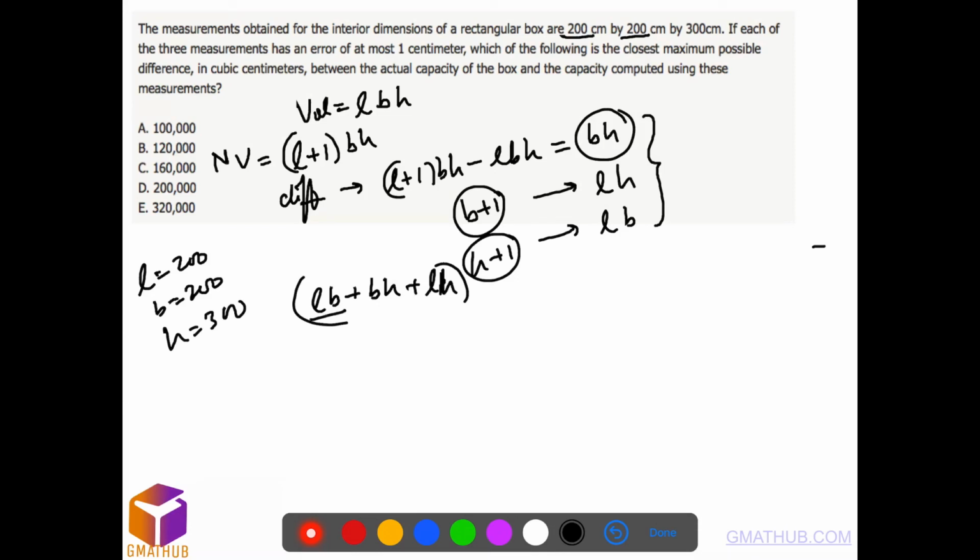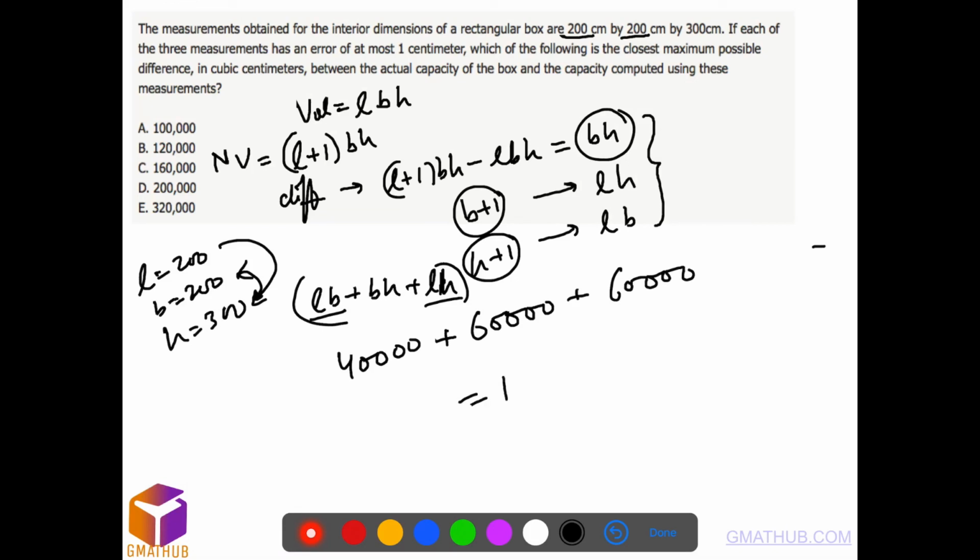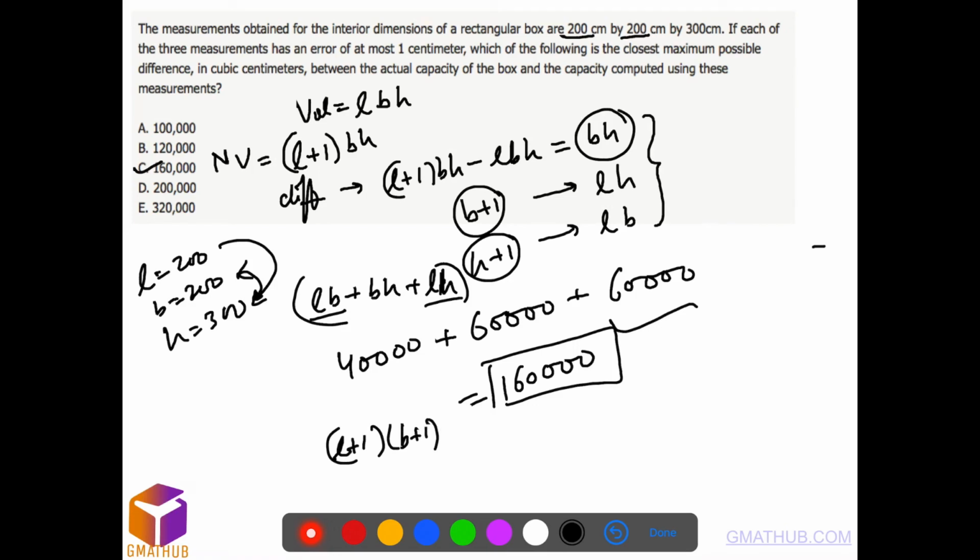So L into B would be 40,000. B into H would be 60,000. L into H would be 60,000. So total difference would be 160,000. This is your answer. This is a better way to handle the calculations, compared with L plus 1 into B plus 1 into H plus 1 minus LBH, that would be a really tough calculation to make.